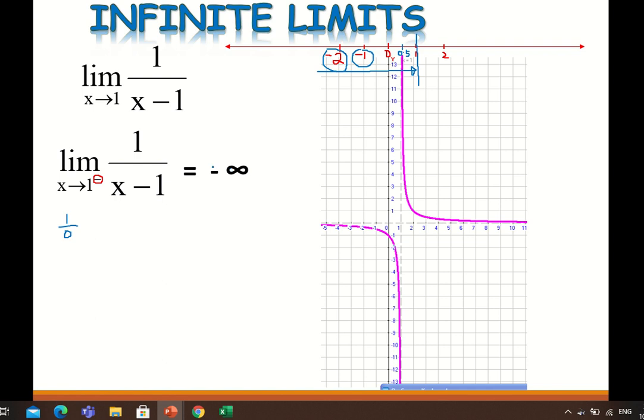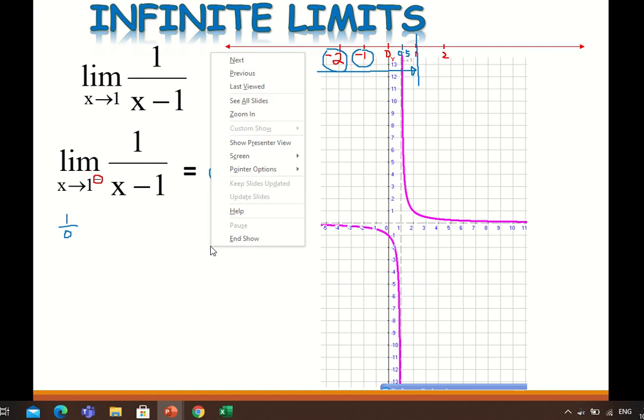The negative sign here is the one that we have discussed, that all the values taken by x from the left going to 1 are negative. Even if the value is positive, like for example 0.5 for your x, minus 1, that will still give us a quotient that is negative. So we have here a negative sign.